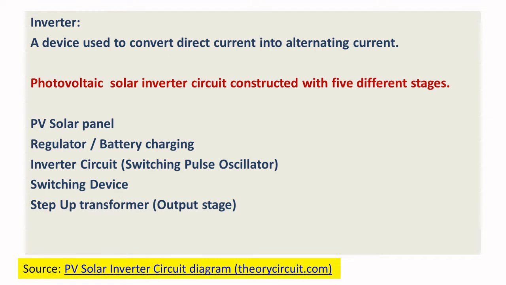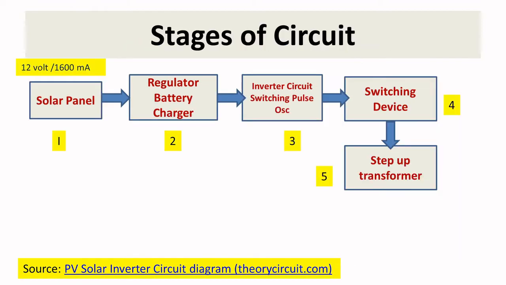You have 5 different stages. The first stage is the PV solar panel, the second stage is the regulator and battery charging unit, and the third is the inverter circuit, from where you will be generating the switching pulse. Then there is a switching device, which basically has your MOSFET drivers, and finally a step-up transformer at the output stage. So I have classified the circuit into these stages: first the solar panel, then the regulator and battery charger unit, third the inverter circuit or switching pulse oscillator unit, fourth the switching device, and fifth the step-up transformer.